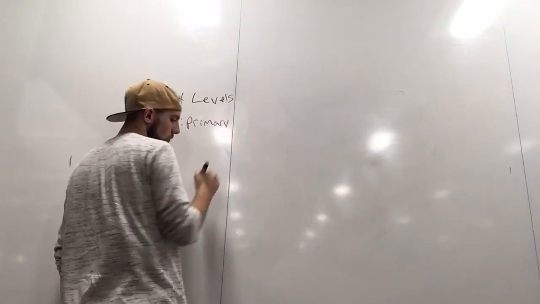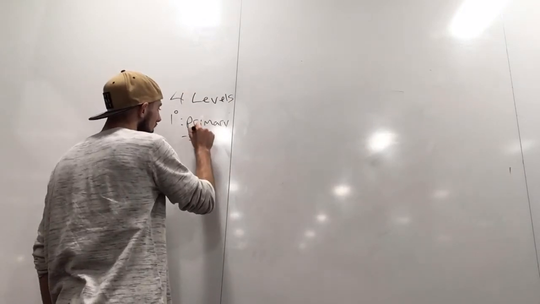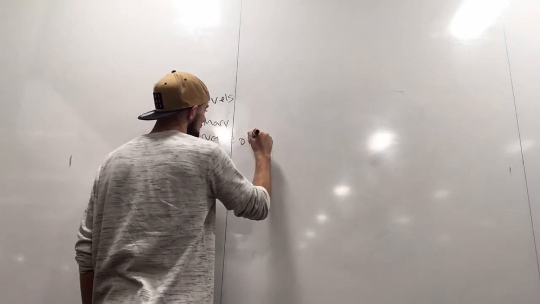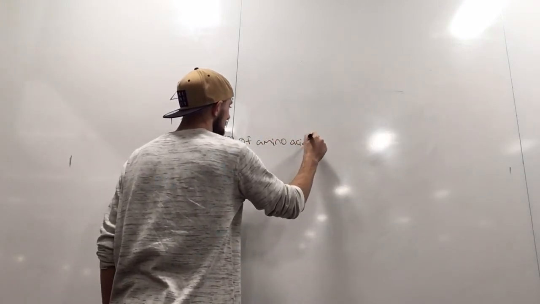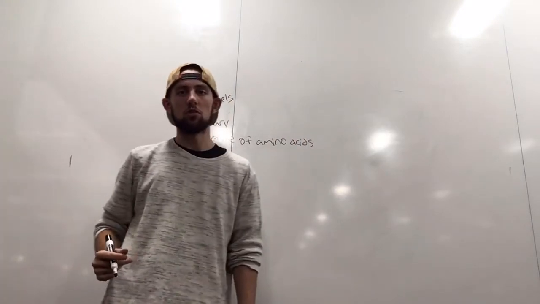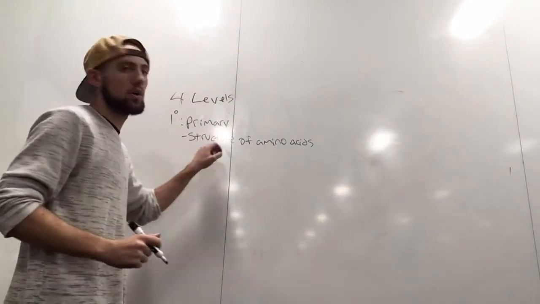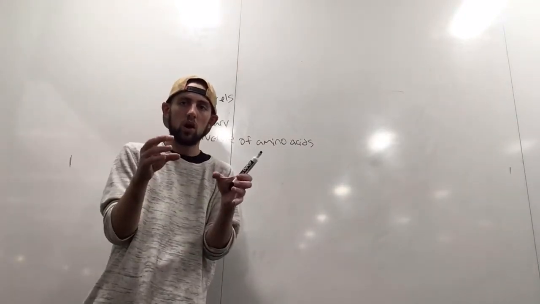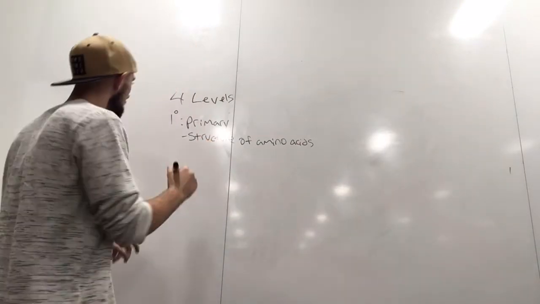Well, what does primary make up? Well, this is the structure of amino acids. Remember that the monomers for proteins are amino acids. So primary would be the structure, the multiple amino acids in order to create this protein.